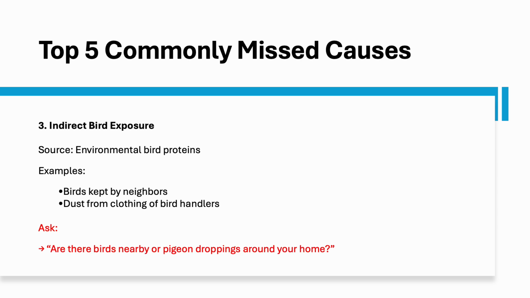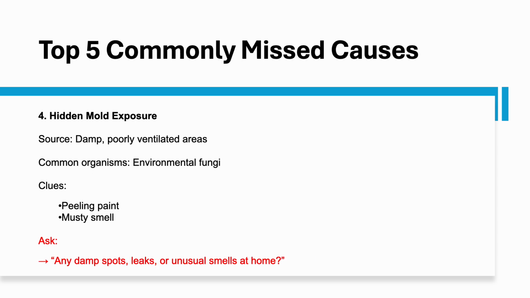Then we need to ask about indirect exposure to birds. They might not have a bird, a parrot or a budgie at home. They might not have feather pillows or duvets at home, but their neighbors might have birds and they are just exposed to it. So we need to ask them, do you think your neighbors have a parrot or a budgie or a bird?